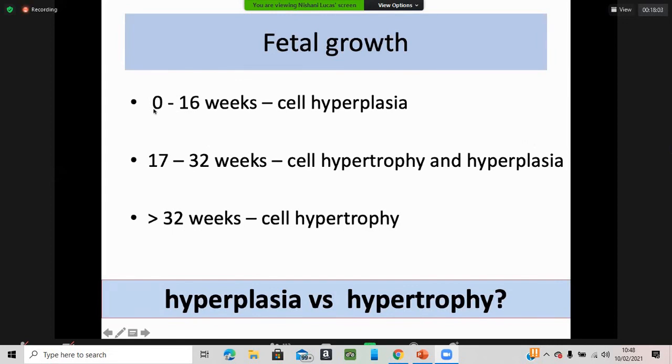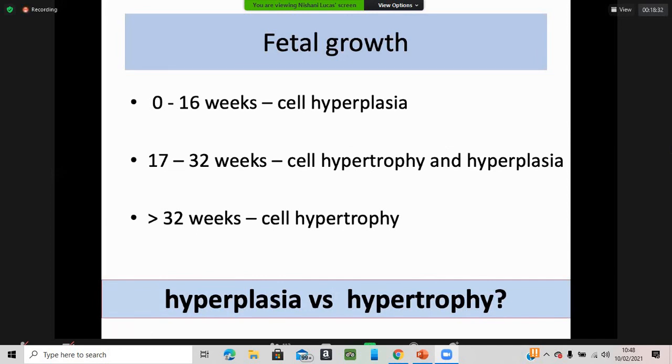So, in the first few weeks, let's say the first trimester, a little more than the first trimester, between 0 to 16 weeks, growth happens predominantly due to cell hyperplasia. Whereas during mostly the second trimester and a little bit more, 17 to 32 weeks, it occurs due to both cell hypertrophy as well as hyperplasia. Whereas in the latter part, after 32 weeks, it is mainly due to cell hypertrophy.